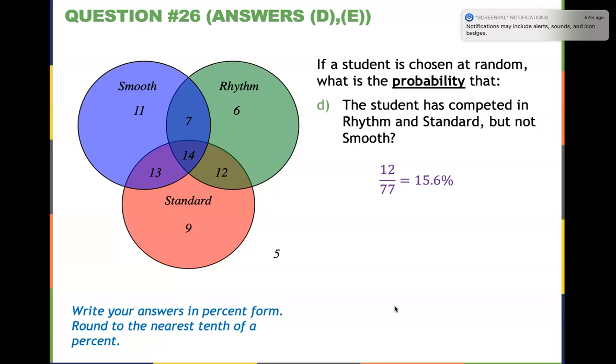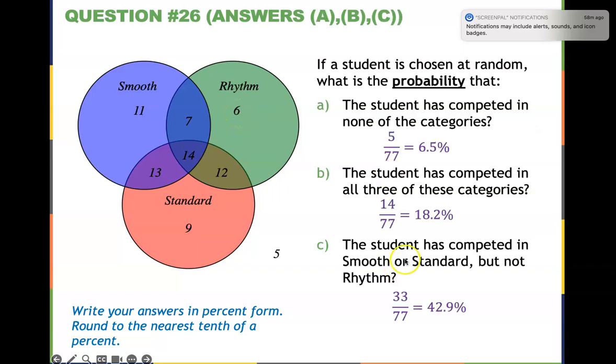D, the student has competed in rhythm and standard, but not smooth. So rhythm and standard would be the 6 plus 12 plus 9 if we're going to exclude the smooth. Sorry, that would be rhythm or standard. Let me go back and point this out. In part C, we have smooth or standard. So that's how we end up adding together 11, 13, and 9.